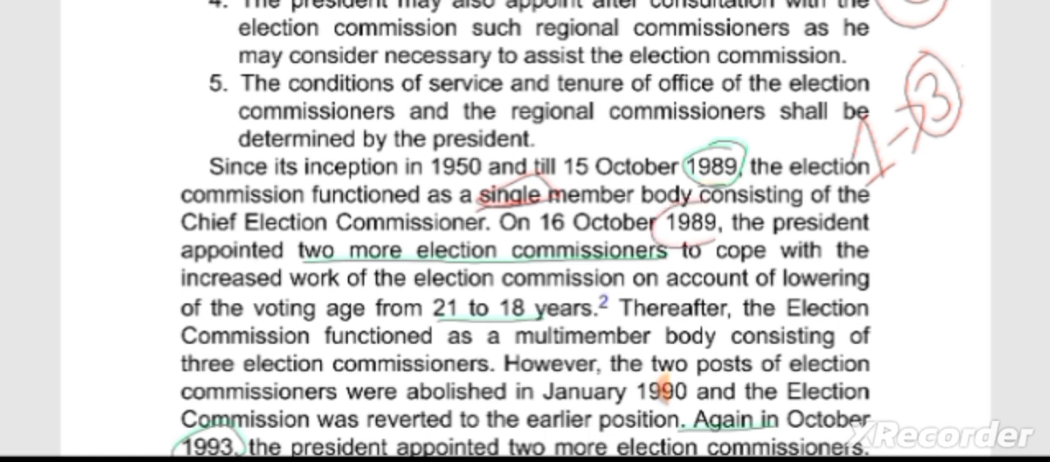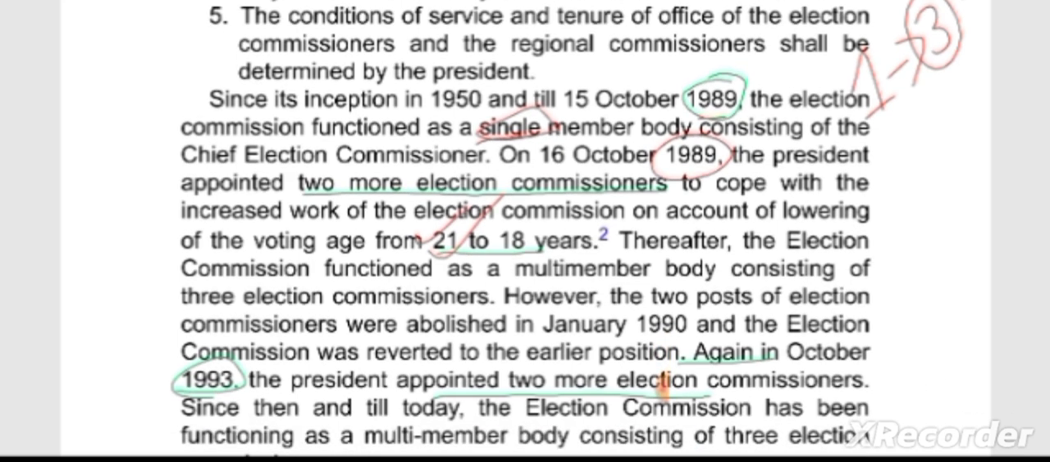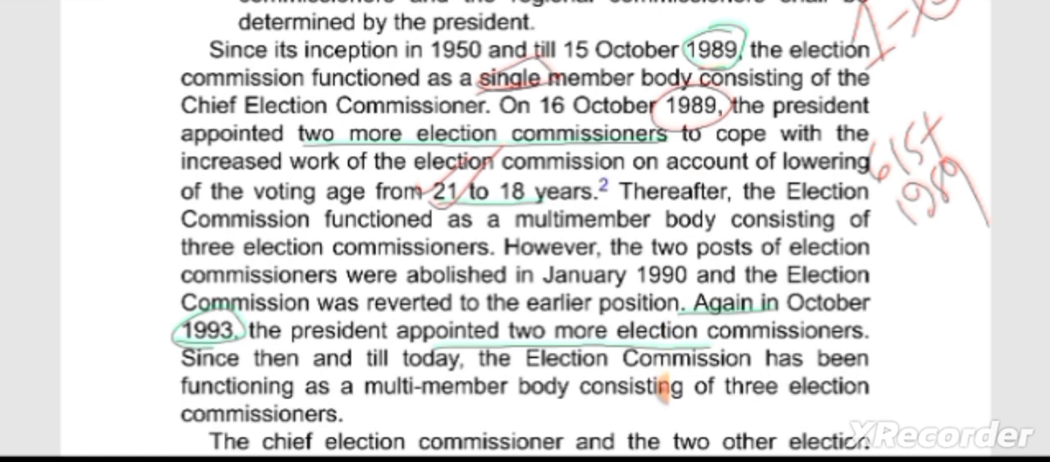This was the change where the voting age changed from 21 to 18, right? This came up as the 61st Amendment of 1989, when there was a big change of 21 to 18 years. So the Election Commission basically had to prepare the electoral roll, that is, the adult franchise, right?